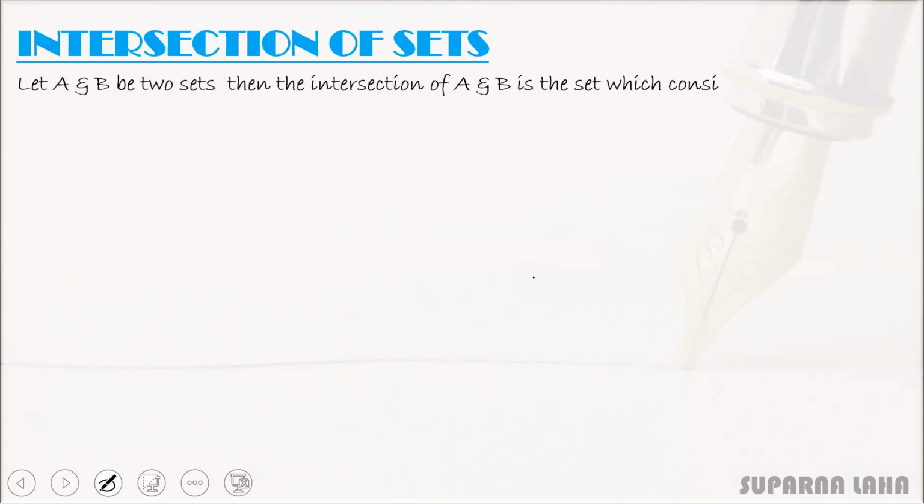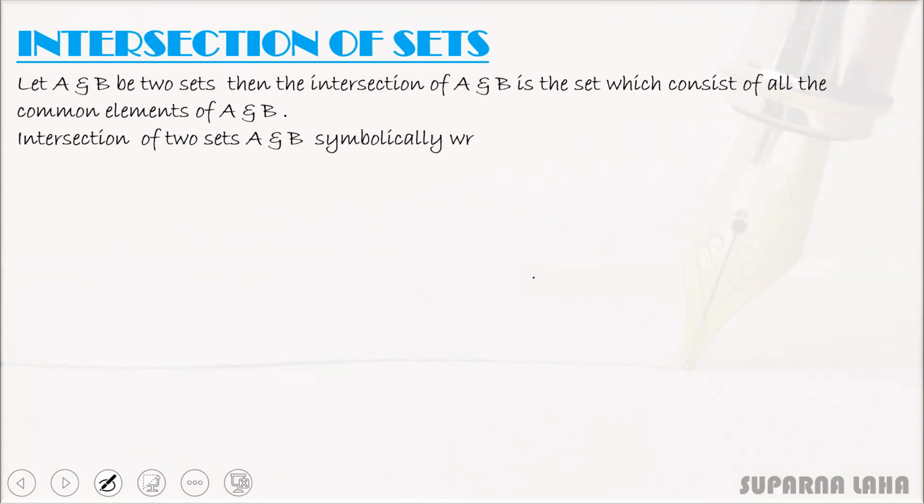that is intersection. Now intersection of two sets. If we take these sets A and B, then the intersection is also again a set which consists of the common elements of the sets A and B. And this intersection we represent symbolically as A intersection B.